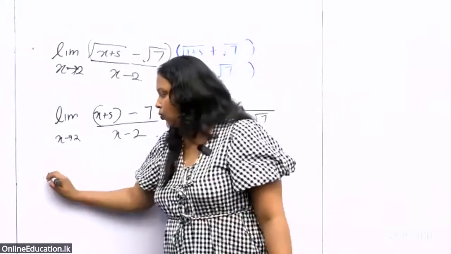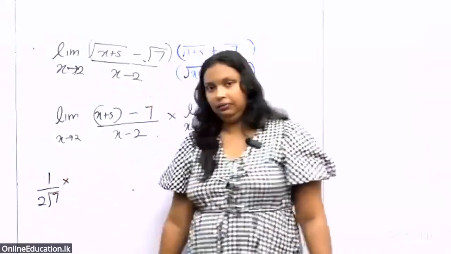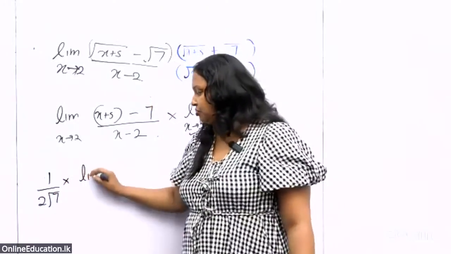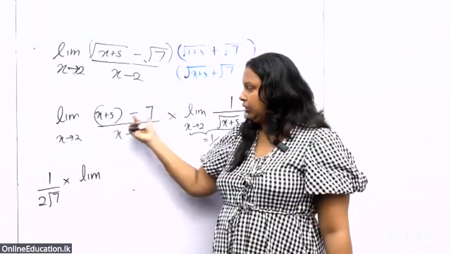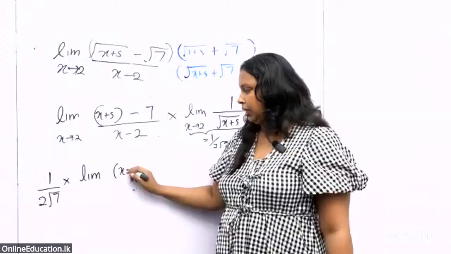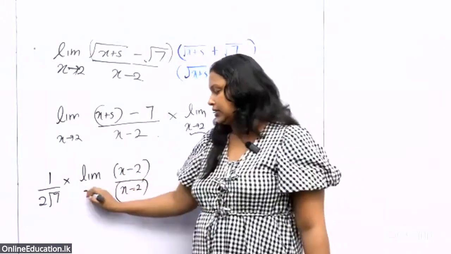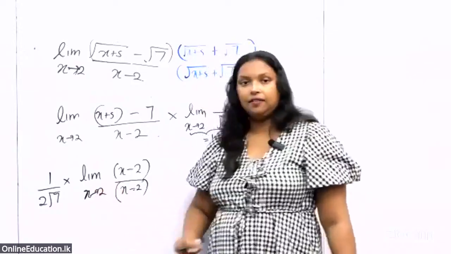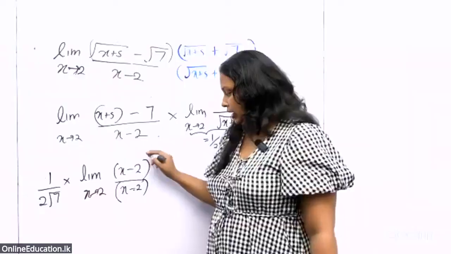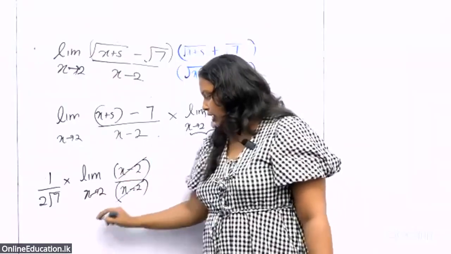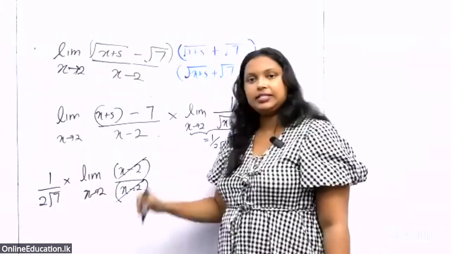So, now without the limit, we can write that part. I will write it here: 1 over 2 root 7, multiplied by the limit of, see, x plus 5 minus 7 means what? x minus 2 over x minus 2 when x tends to 2. You can see here we have common factors, method number 1, right? So when you cancel them out, you're getting 1. So the limit of 1 when x tends to 2.